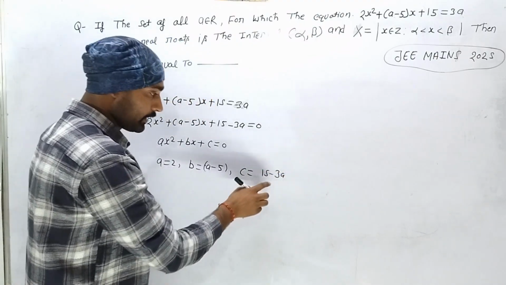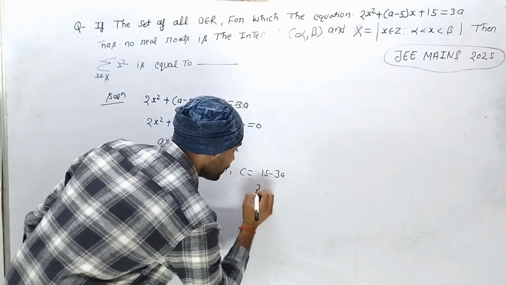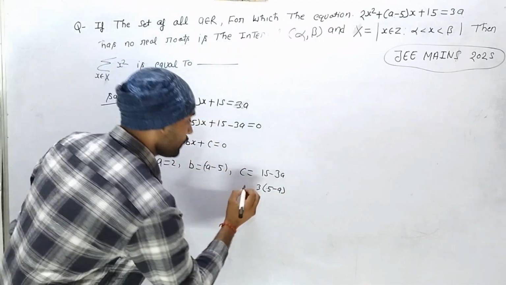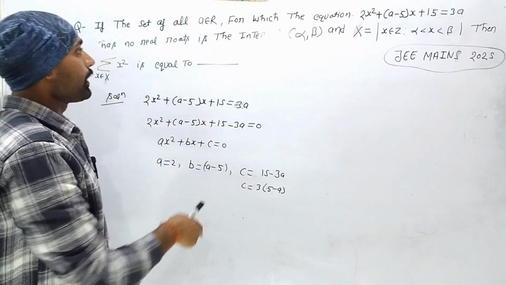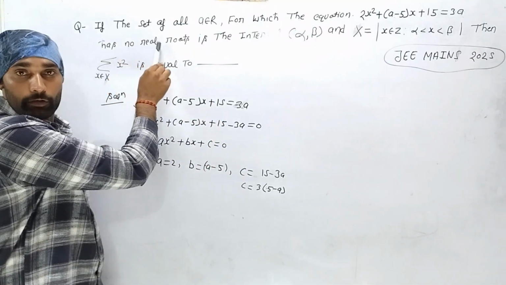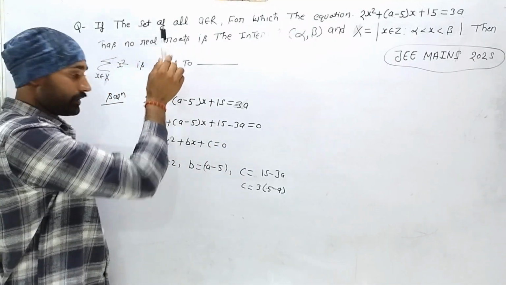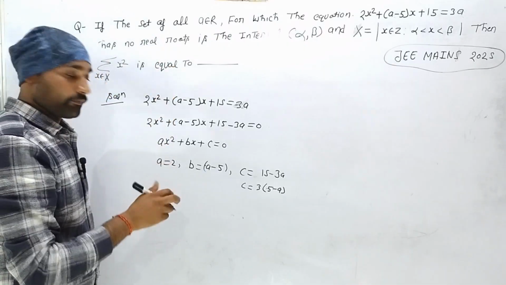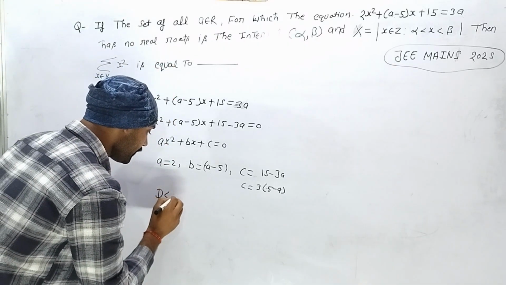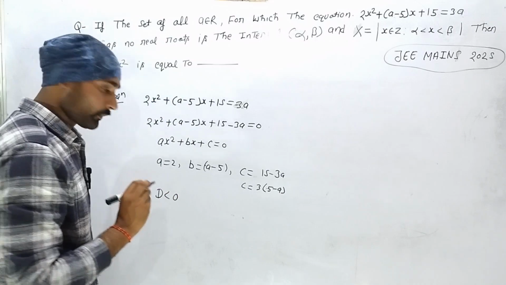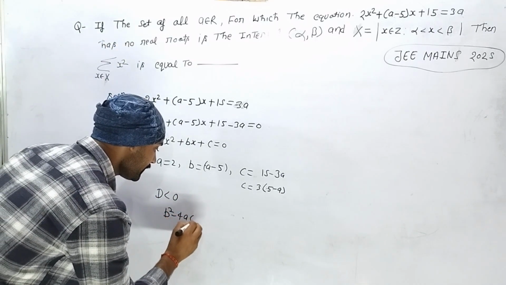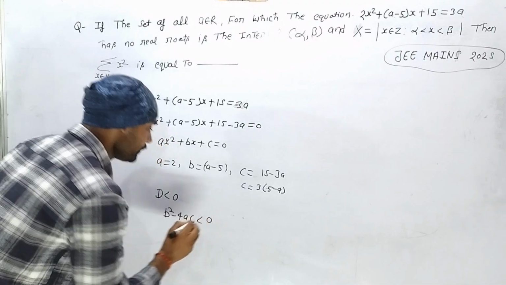And also we can write, taking 3 common, c equal to 3 times (5 minus a). But it is given that the equation has no real roots, so the discriminant should be less than 0. The discriminant b square minus 4ac is less than 0.